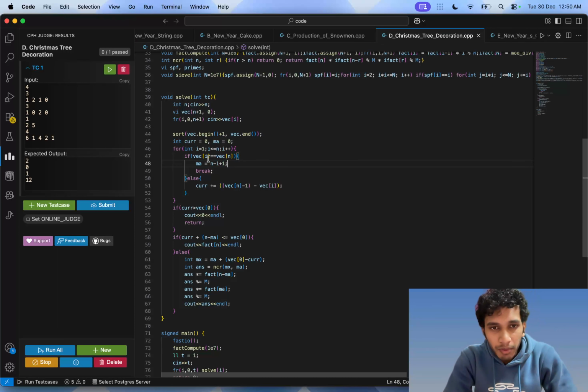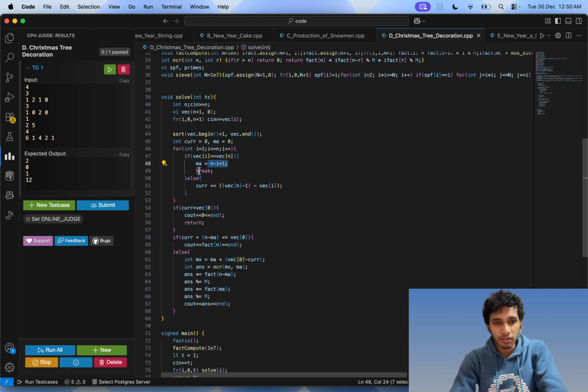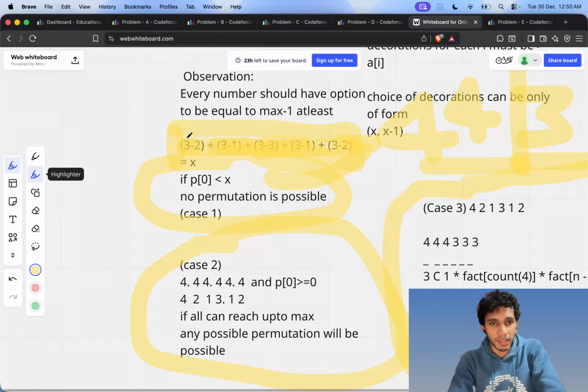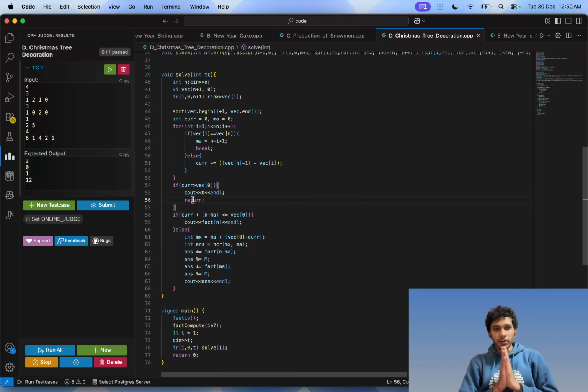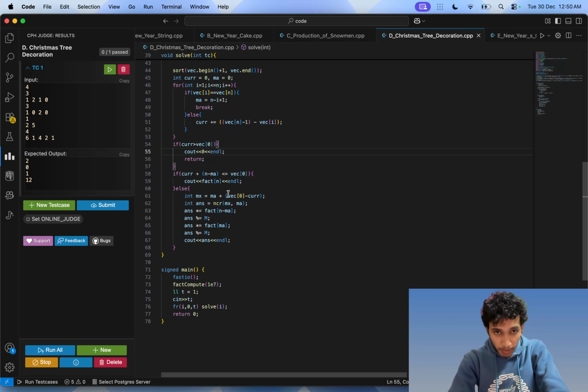Our count of maximum elements is equal to n minus i plus 1, that is the leftover elements, and the value of x will be added upon by the maximum value minus 1 minus the current value, that is, 4 was the maximum value, 3 minus the current value. Now for the first case, if the required amount is greater than the available amount, okay, P0 is smaller than x, then how many permutations can we have? No permutations. So print 0 and return simply.